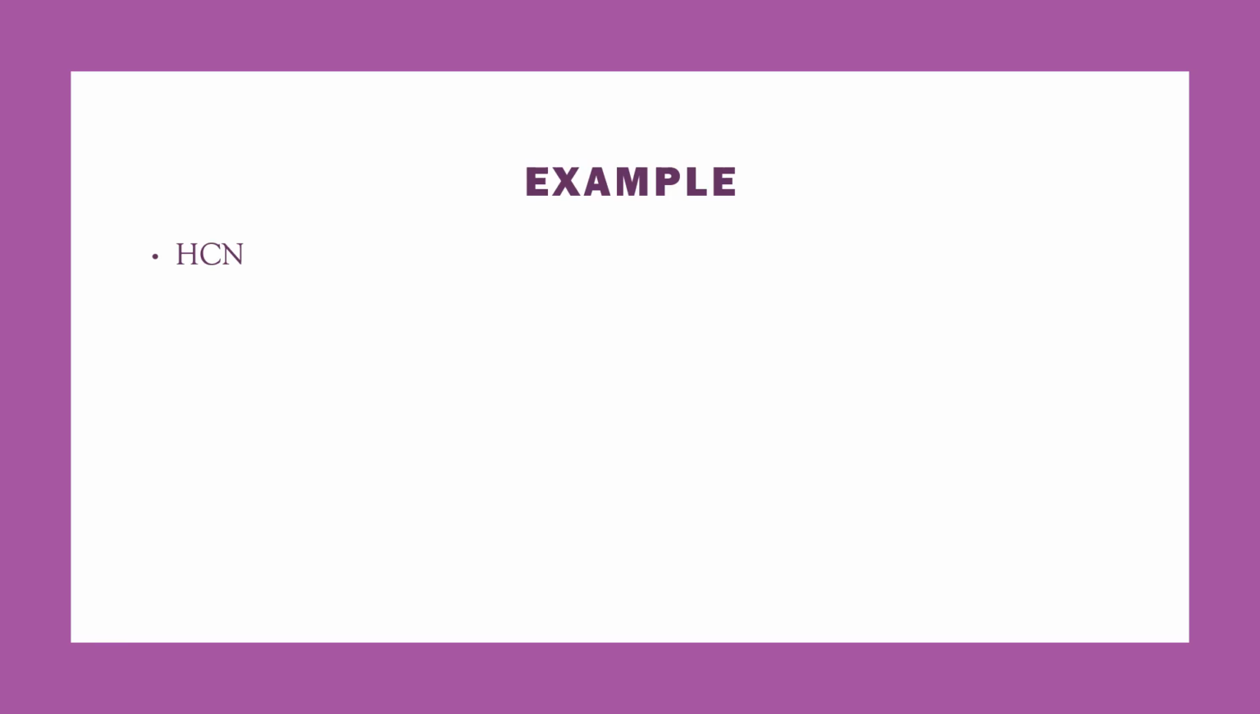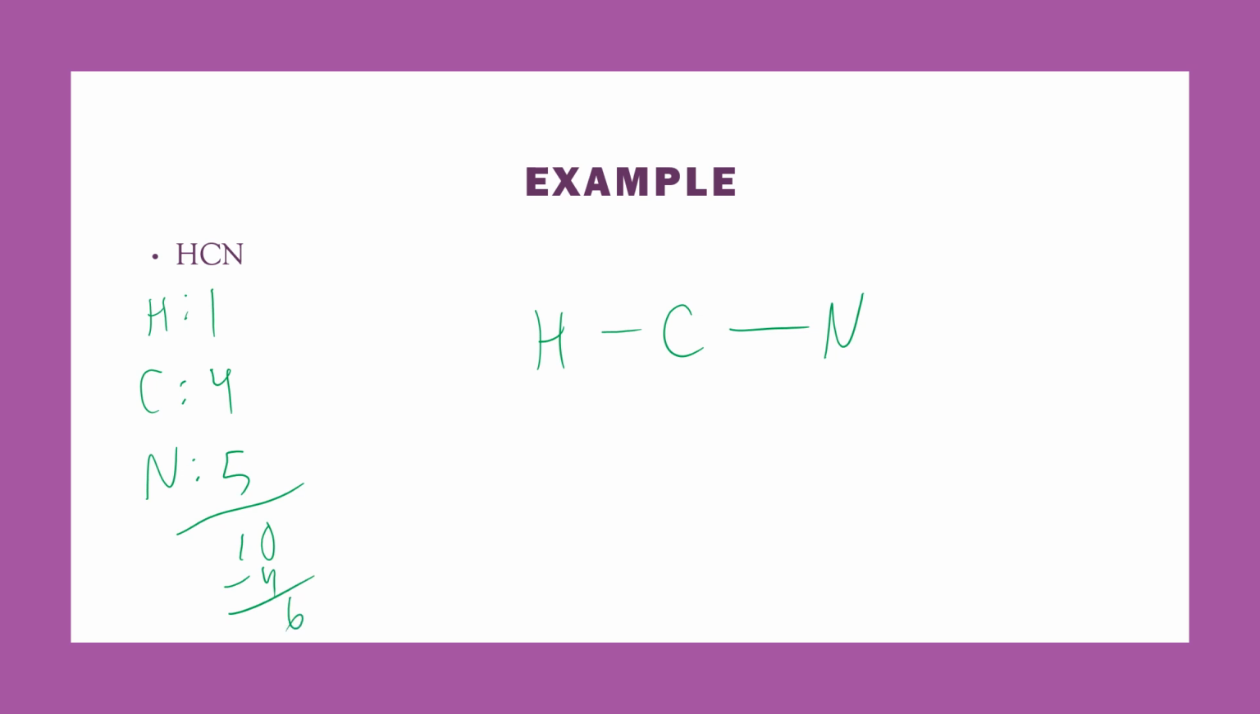Okay, so let's look at HCN. Hydrogen has 1 valence electron normally, carbon has 4, and nitrogen has 5. So that means altogether we have 10 valence electrons. Carbon is the least electronegative, so it goes in the center. So we have hydrogen and nitrogen attached to it, which uses up 4 electrons, and I have 6 left. Hydrogen doesn't need a full octet, because it only has the 1s orbital, so it only needs 2.